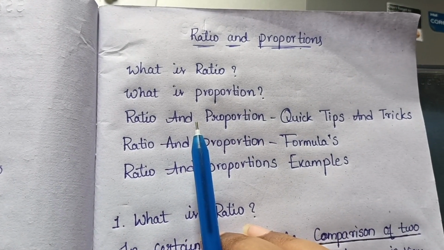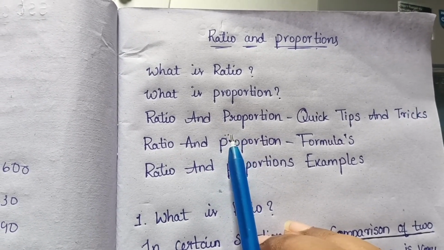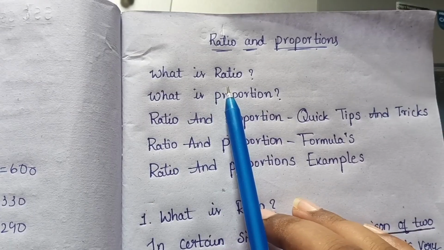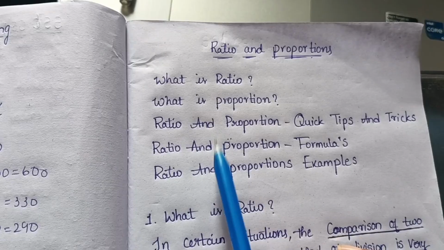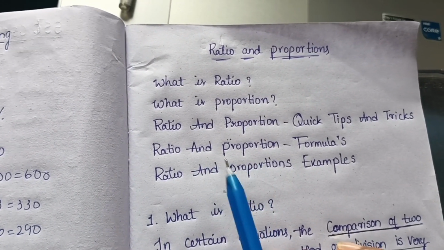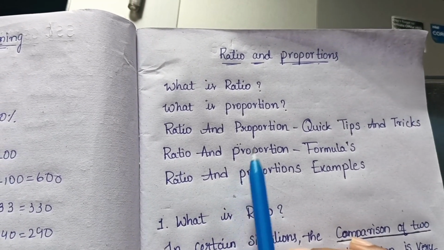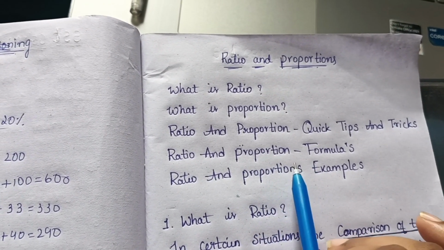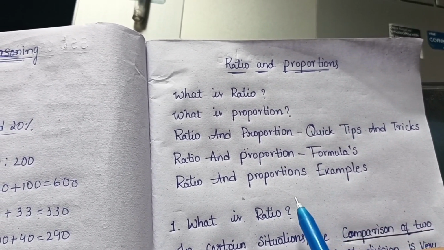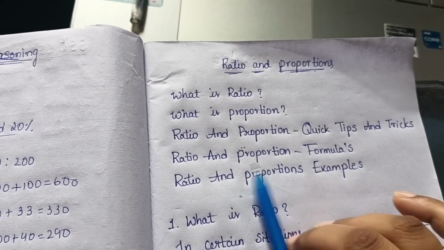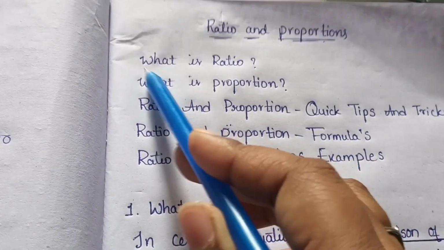Before we start, let me tell you what we are going to learn in this video. Today's session is divided into 5 parts. First we understand what is ratio, and after that what is proportion. Then we will discuss some quick tips and tricks that help us solve questions faster during competitive exams. Next, we learn all the important formulas related to ratio and proportion. Finally, we solve examples and previous year questions step by step using easy methods. So without wasting any more time, let's begin with the first concept: what is ratio.